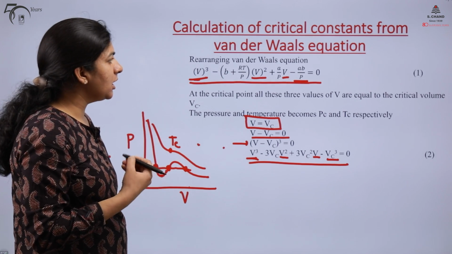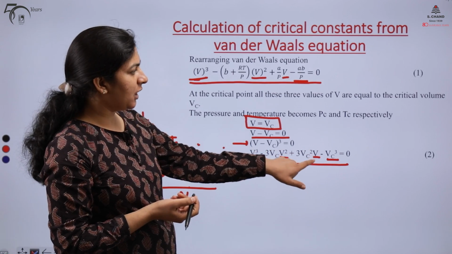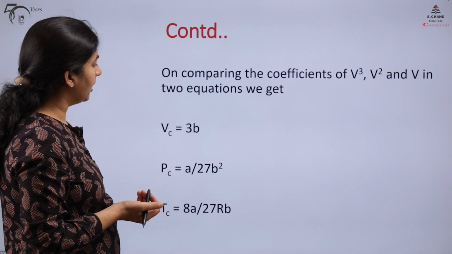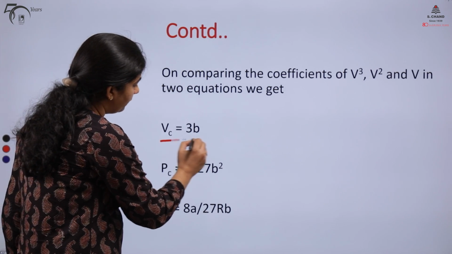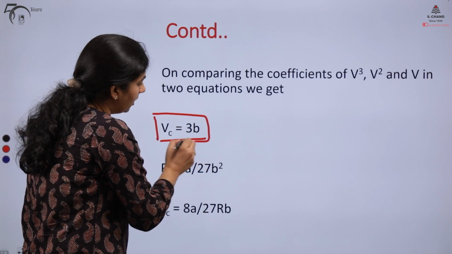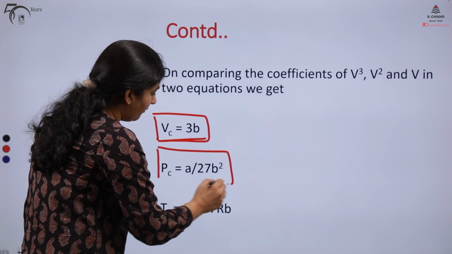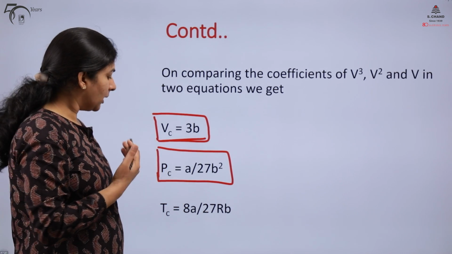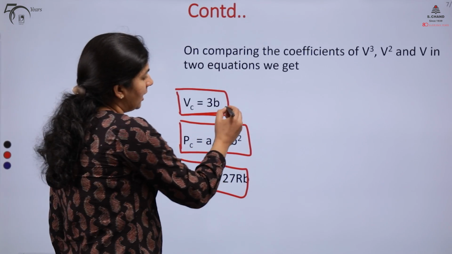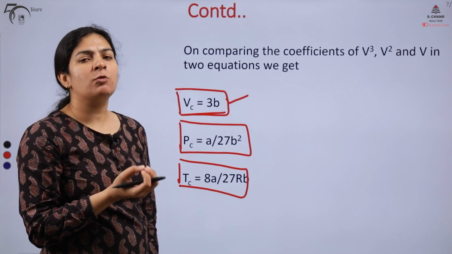We just compare the coefficients of V cube, V square and V in equation number 1 and 2, and upon solving and rearranging the terms, it's just simple mathematical manipulation. On rearranging the terms, we would be getting the value of critical temperature, critical pressure and critical volume. So we are now getting the values of these critical constants in terms of simple van der Waals constants.